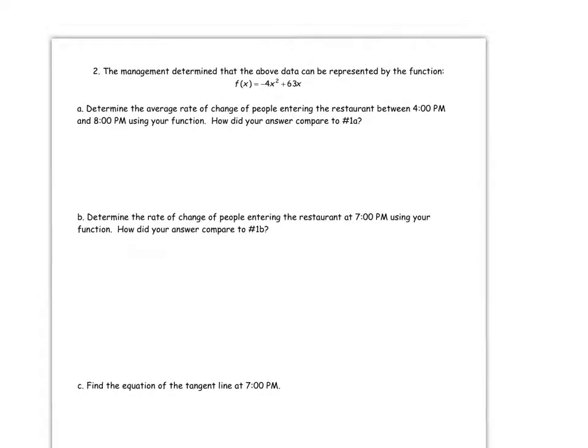In the real world, very often, you gather data, and the pure math comes in when you use a model to try to capture the data. So this would be like a model that would be used to describe the data, and it's easier actually to deal with the model because we can use the calculus we've learned. So part A says determine the average rate of change of people entering the restaurant between 4 and 8 using our function. So now we do what we've learned before. Again, it's just a slope, but it's just going to be f of 8 minus f of 4 divided by 8 minus 4.